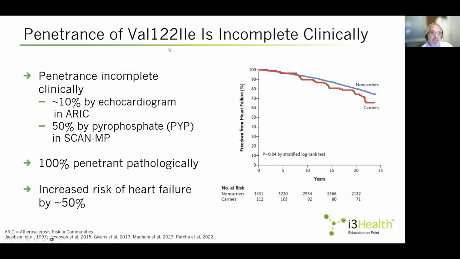For V122I, we've known that it's not completely penetrant, as I said. By echo, it was only 10% in a study by AREC, but as I said, in a study we recently conducted, it's much higher by PYP scanning and 100% penetrant pathologically. Irrespective of whether it shows up on an echo, a pyrophosphate scan, or a biopsy, it's been associated with a marked increased risk of heart failure. So it's clinically, if you will, penetrating and causing an increased risk for individuals, which is why we're concerned about it. And as you can see, it has a kind of an age-dependent penetrance. It takes many years for it to show up.